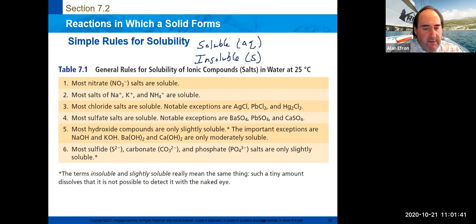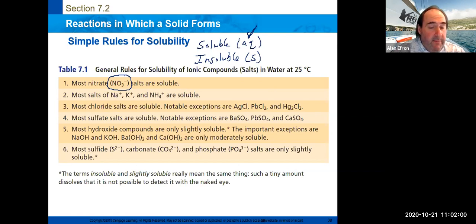Most nitrate salts are soluble. Pretty much nitrate is soluble in everything. So as soon as you see something with nitrate in it, it's pretty much going to get the aqueous symbol. You pretty much don't have to go any further than that in terms of the formula. It definitely will be aqueous.